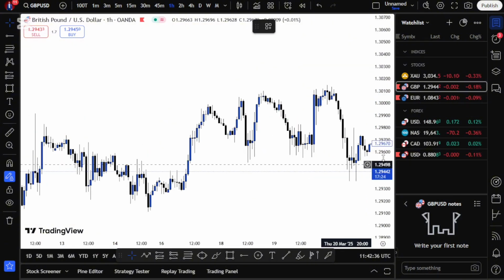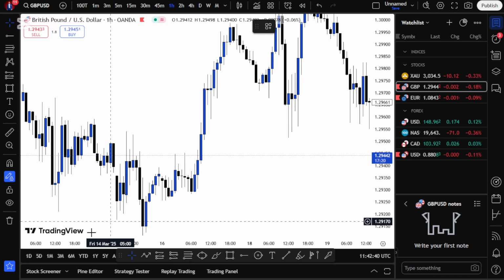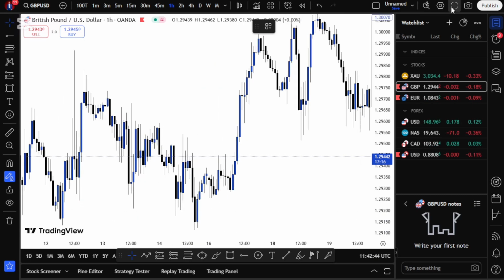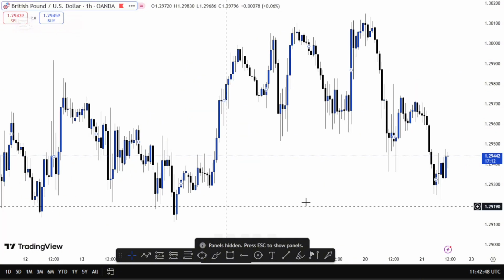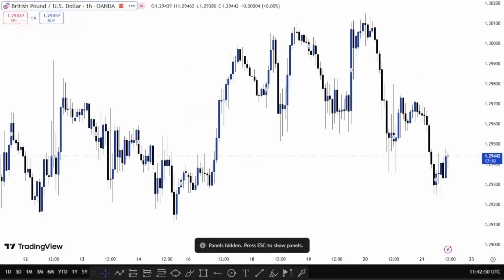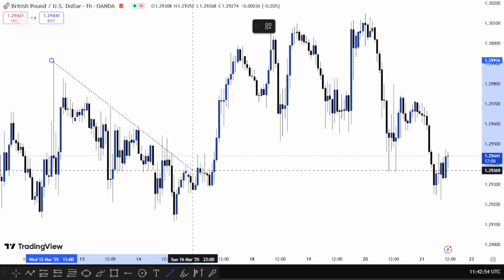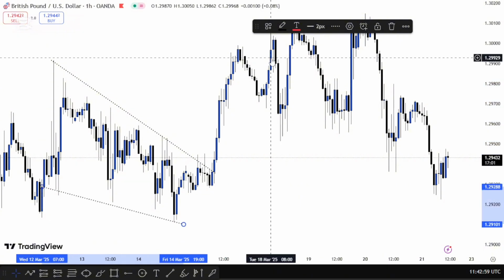So on Monday, we were somewhere around here. The market was actually trading in a range and then it broke. So on Monday, the market was somewhat trading in a range, and it finally broke that range from the top here. It finally broke the choppy range and it broke above.